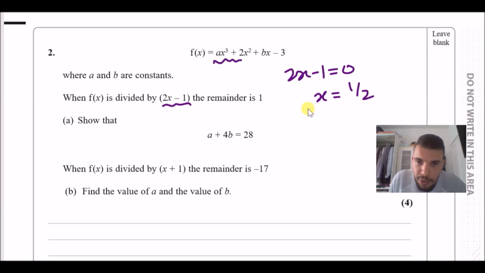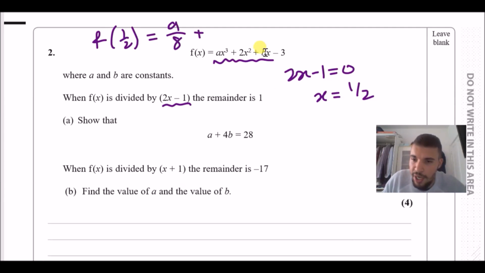So let's go ahead and replace all these x terms with a half. So we can say that the function at the point half is going to be a times half to the power 3, and in your calculator that's 1/8. So a times 1/8 is a over 8 plus, and now in your calculator just put all at once, 2 times half to the power of 2, and that's going to give us 2 times a quarter, which is a half, plus bx, so b times a half is b over 2, minus 3. And all of this, as we know, should give us a remainder of 1, so equal to 1.